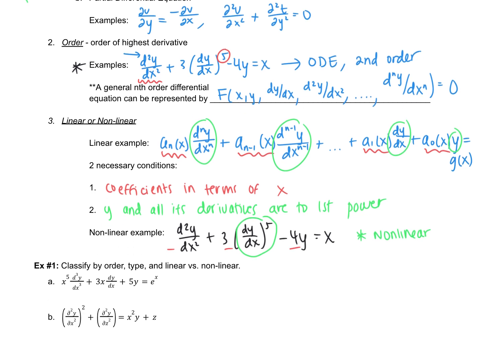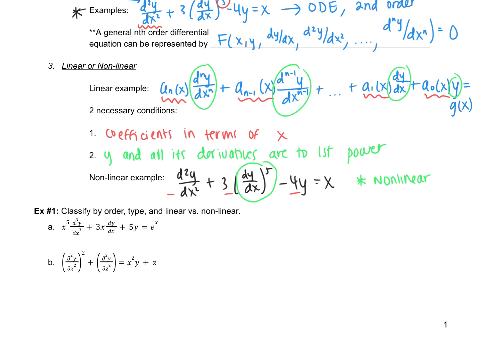Okay, so let's take a look at our first example, which has to do with classifying. So we have two equations, and we are going to classify them by order, type, and whether or not they are linear. Okay, so the first thing that I'm going to notice is my highest derivative is a third derivative, so this is third order. Then I notice they're all ordinary derivatives. I don't have any partials, so this is an ordinary differential equation. And then, if I check my linear qualifications above, my coefficients are in terms of x. All of my derivatives and y is to the first power, which makes this linear.